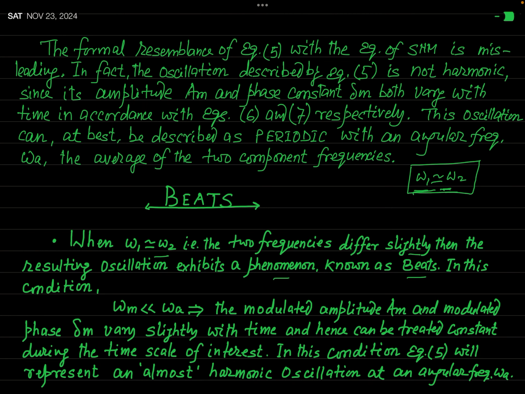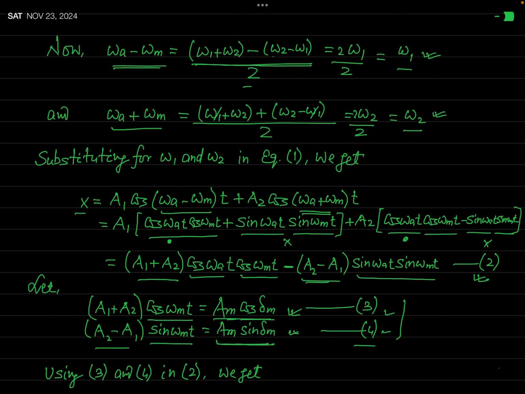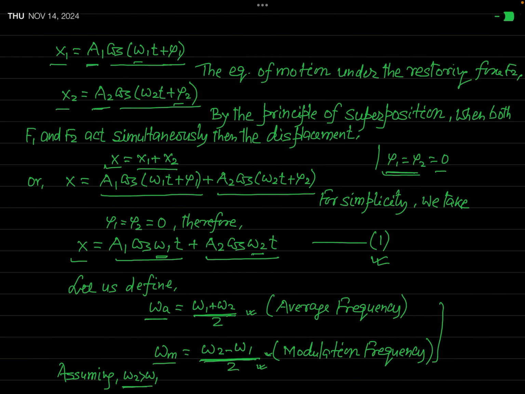Okay, and in this condition, you define omega_A as (omega_1 plus omega_2) by 2 and omega_m as (omega_2 minus omega_1) by 2.